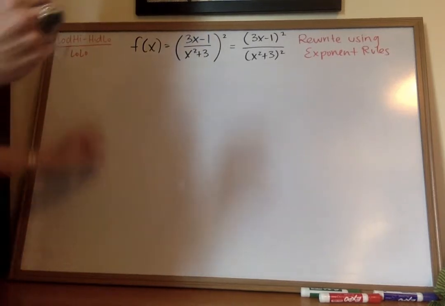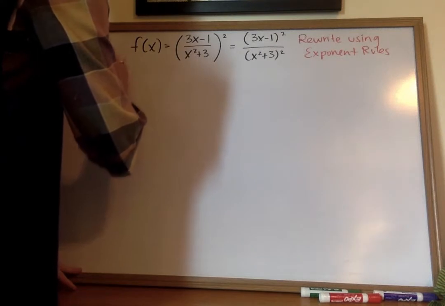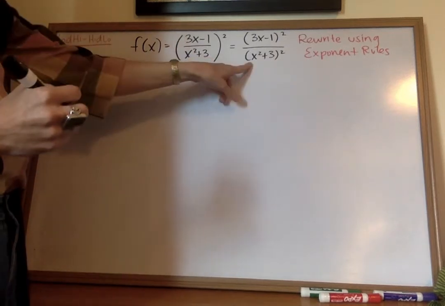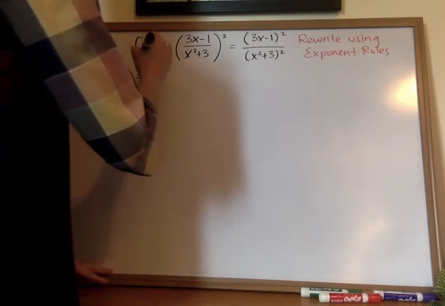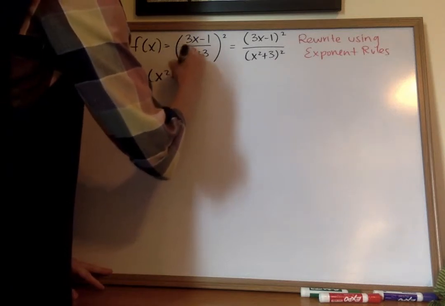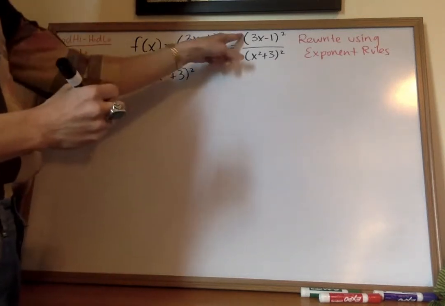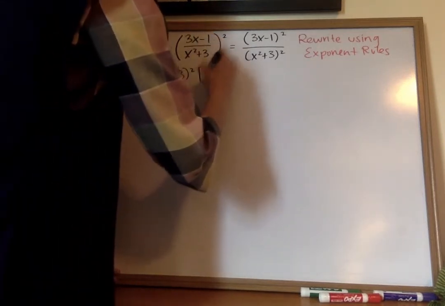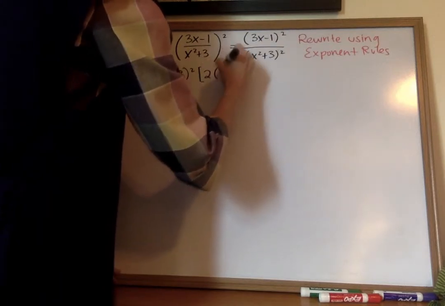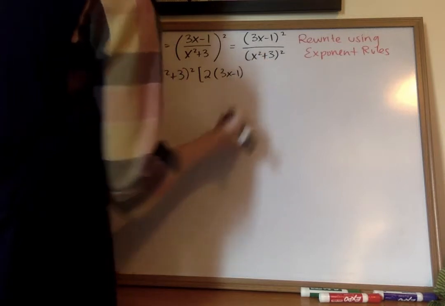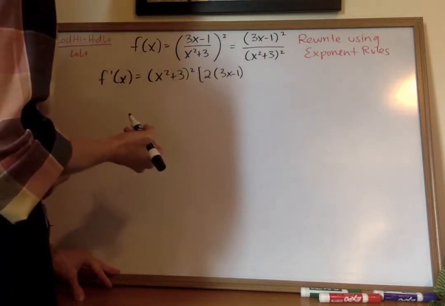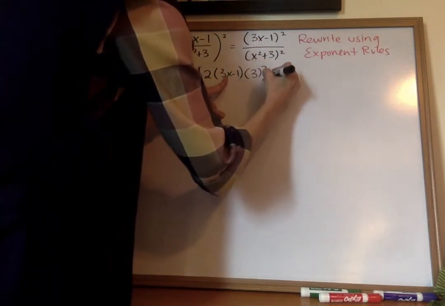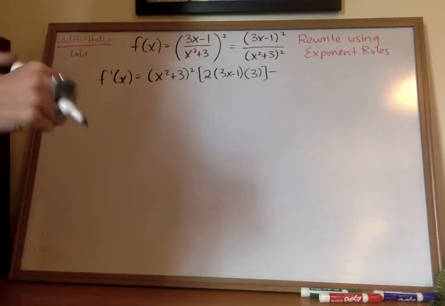So we're going to do our low d high minus high d low over low low. So off we go. I'm going to come over here so we have plenty of room. The derivative is going to be found with the low, in this case (x squared plus 3) squared, times the derivative of the high. Now here's where the chain rule will come in. Chain rule tells us that we're going to bring that 2 down times 3x minus 1, 2 minus 1 is to the first power, and then we need to multiply that by the derivative of the inner function, which will be 3. Okay? So that was low d high.